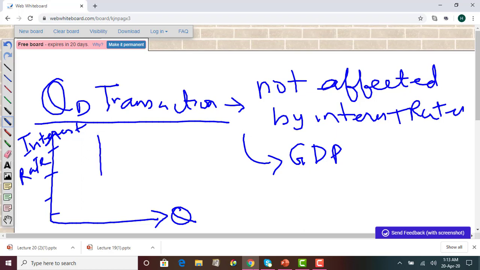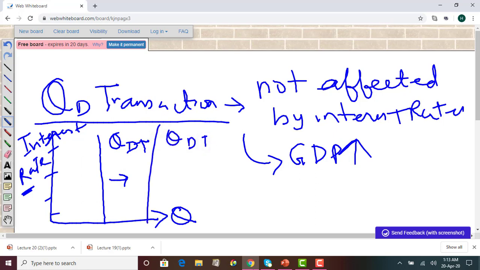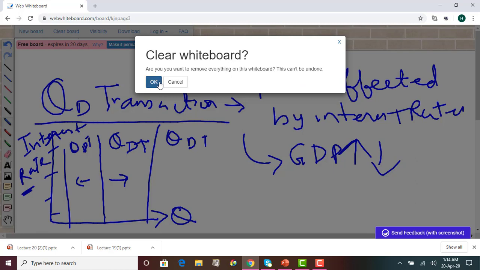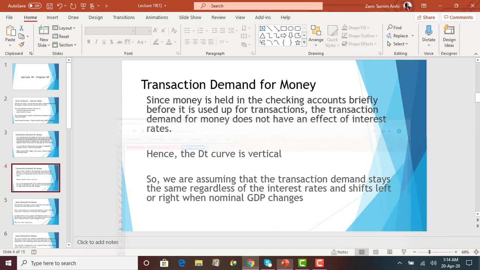So in that case, the demand curve will be vertical, and we will write it as QDT, which is the quantity demanded for transaction money. Okay, so remember, the transaction money is a vertical line because the interest rate has no effect on your transaction demand for money. Now if GDP goes up, then this curve will shift to the right. If this goes down, then this curve will shift to the left because this is dependent on the GDP. So that's transaction demand for money, the money that we need for our daily transactions.